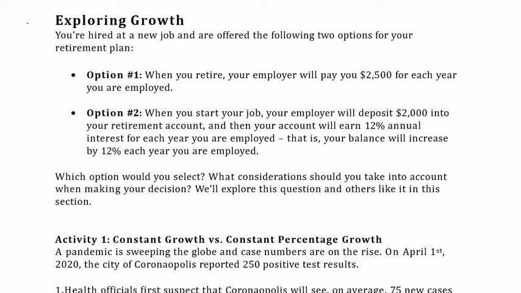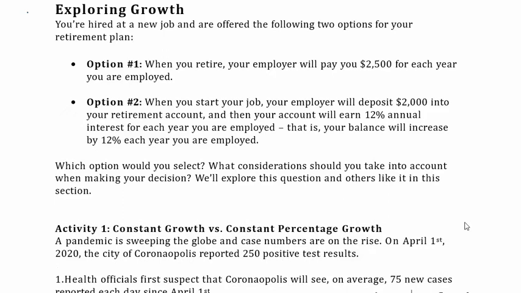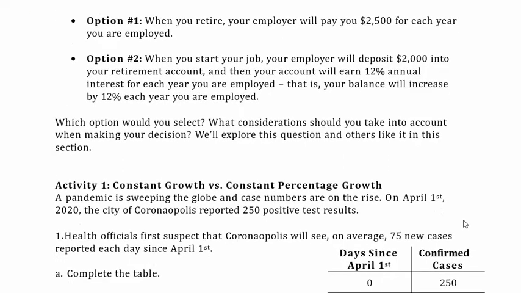And so the question is, which option would you select? What considerations should you take into account when making your decision? We're going to explore this question and others like it in this section. So we're going to come back to this question. You may want to pause the video and think about it for a second, but we are going to come back to it after we look at a couple other problems.